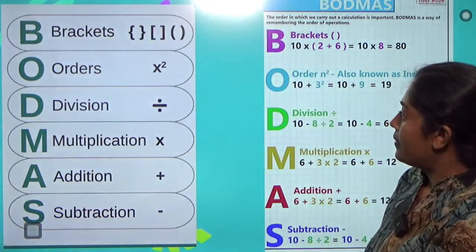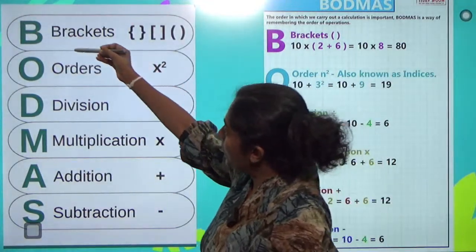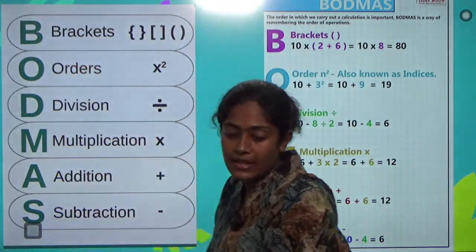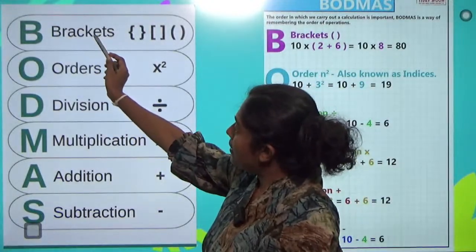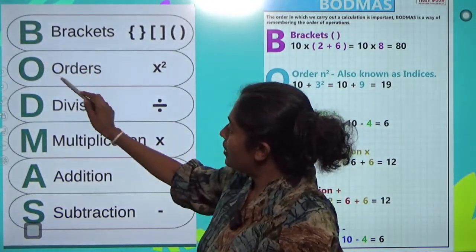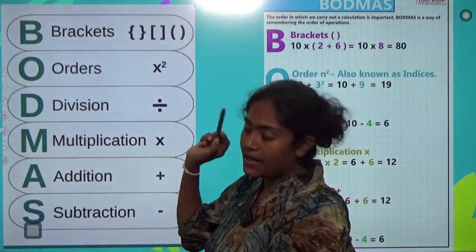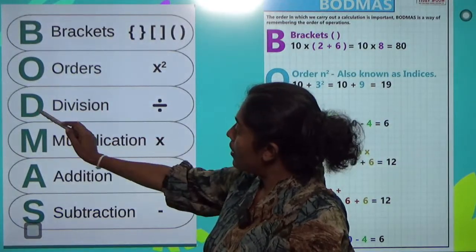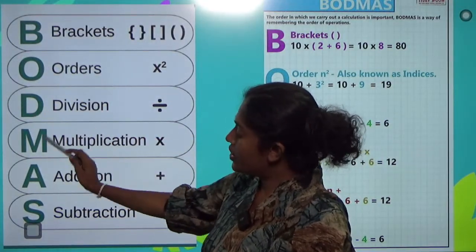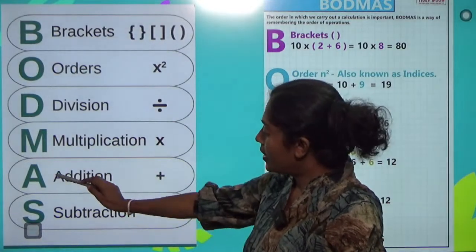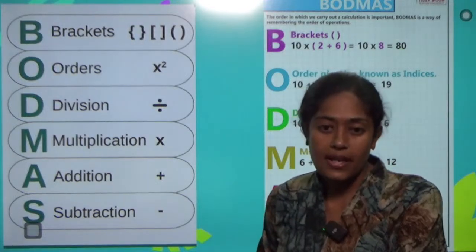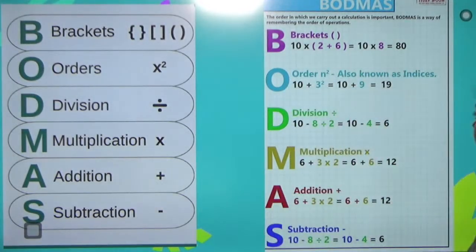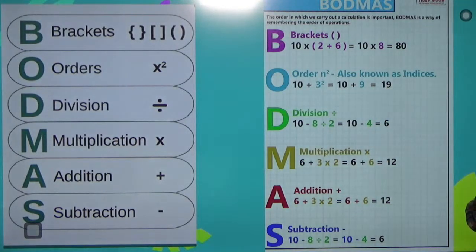Look at this one, right? BODMAS means the first letters of those words they have taken. For brackets they have taken B. Orders, I will explain later what is that, O. Division D, multiplication M, then A for addition, S for subtraction. Okay. Then here I will explain what is brackets.